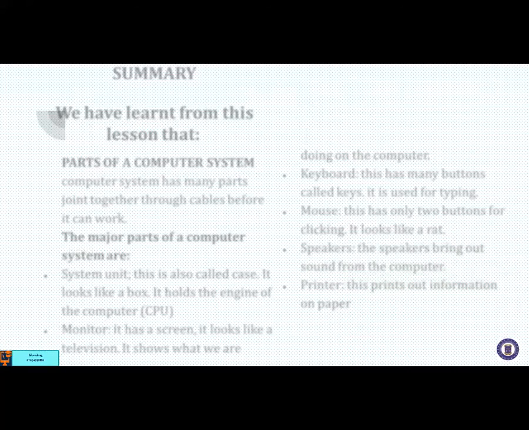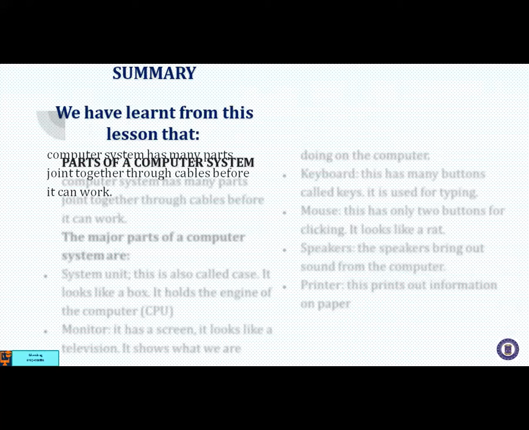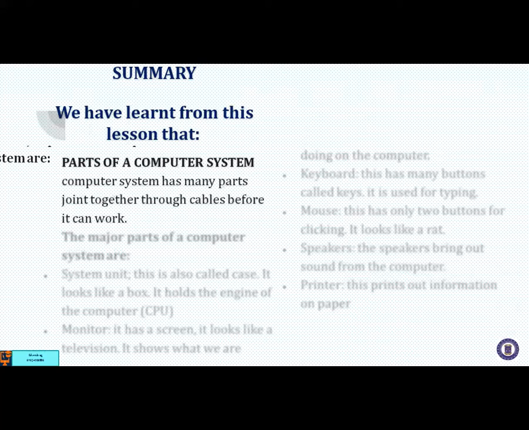Now, we have come to the end of the lesson today. But before I close, I will go back and summarize what we have learned today. The parts of the computer that we classify as the major parts are our topic today. If you have these parts, at least you can use your computer very well. Other parts of the computer can come whenever you need them, but these six major parts are very necessary.